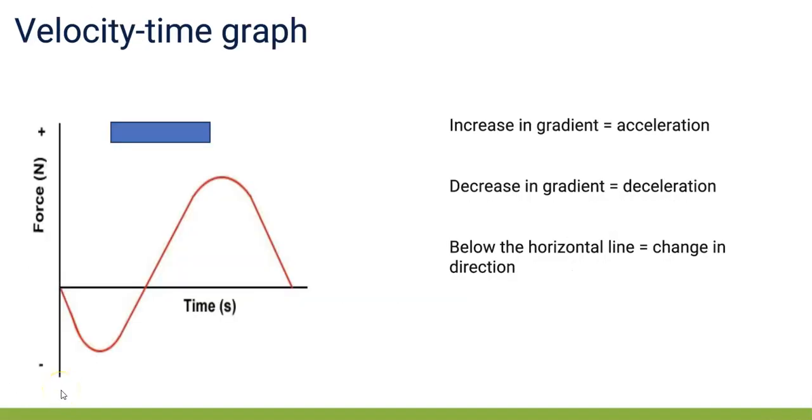Velocity time graphs. The increase in the gradient is where the acceleration is taking place, and the decrease in the gradient is where deceleration is taking place. When the curve is below the horizontal line, that's when there's a change in direction.